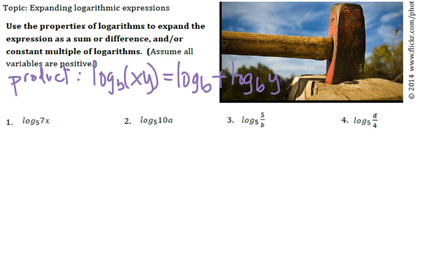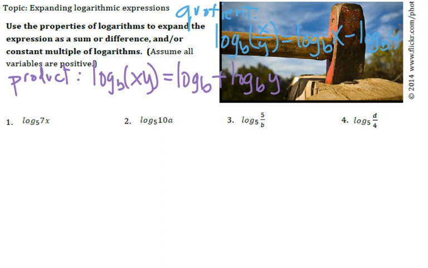Okay. We also have the quotient rule, which is like the multiplication rule, where we go the log base b of x divided by y. Same idea, we give each of the variables or numbers their own log, and we subtract them.